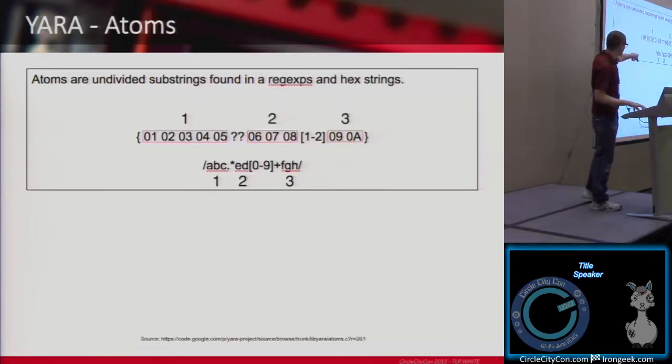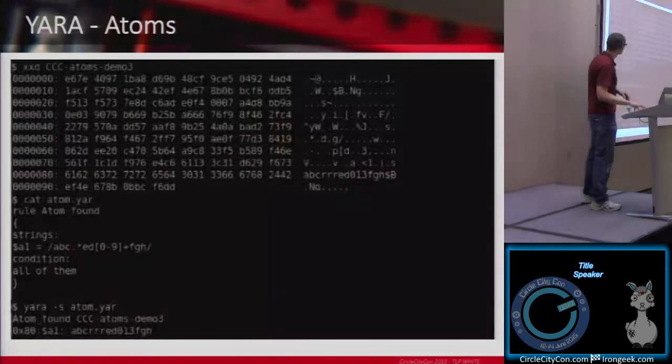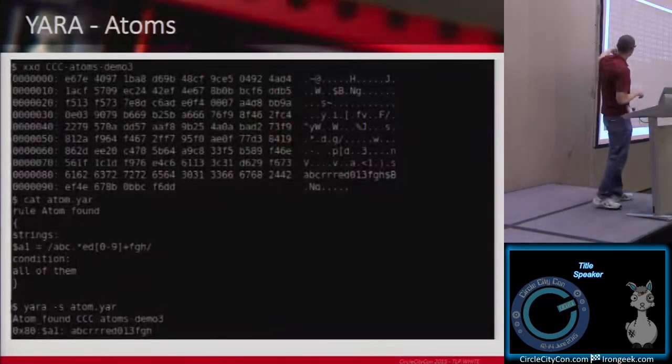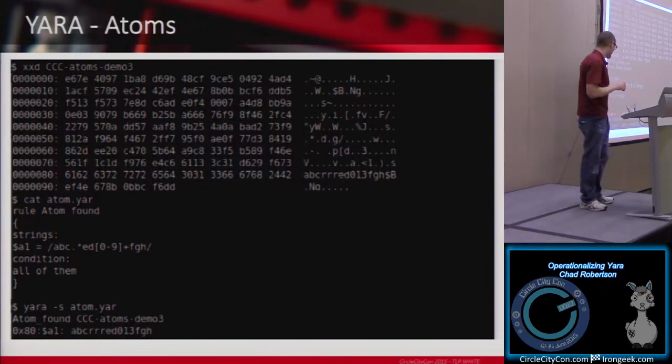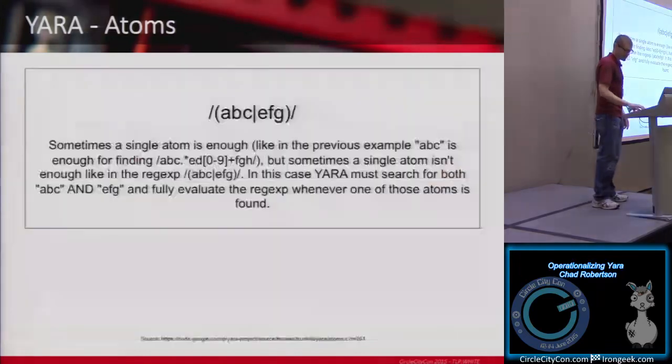The number one is really great, and then over here we have 1, 2, and 3. In that case, it would use 1. And I think there's an example of that on the next slide. So here's a file with 128 bytes of junk data, and then a string that matches this particular regular expression. The regular expression is here, the Yara signature is here, and the condition is just all of them. And then, of course, it finds it at hex 80. So that's how that might look.